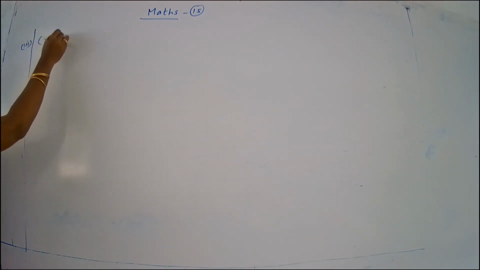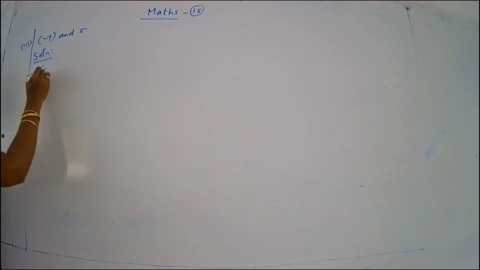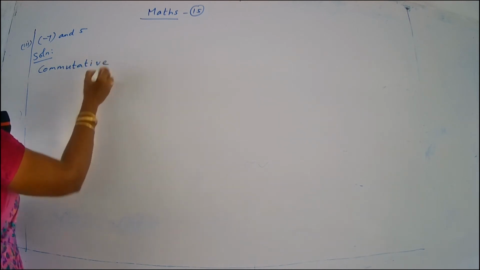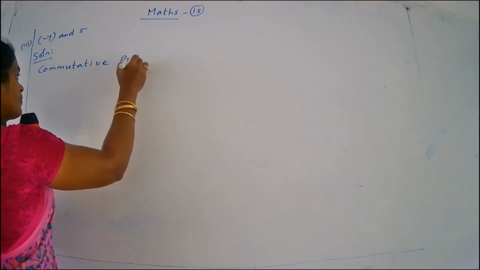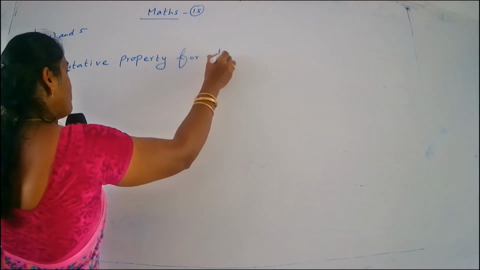Minus 7 and 5, okay. Verify commutative property for addition and multiplication, okay, children. So your numbers are minus 7 and 5. First of all, you check this property for addition. Commutative property for addition.